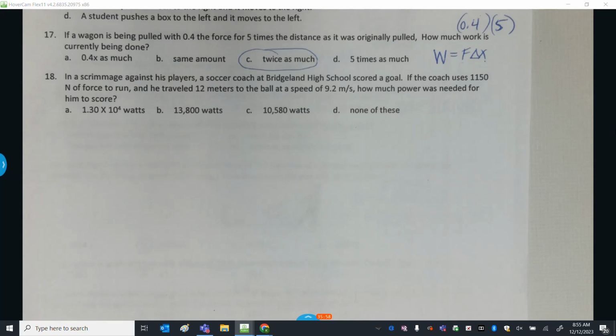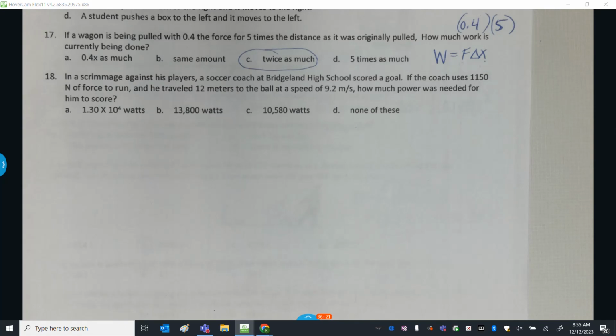All right, last one, number 18, 79% of you got it right. It says, in a scrimmage against his players, a soccer coach at Bridgeland High School scored a goal. If the coach uses 1,150 newtons of force to run and he travels 12 meters to the ball at a speed of 9.2 meters per second, how much power was needed for him to score?